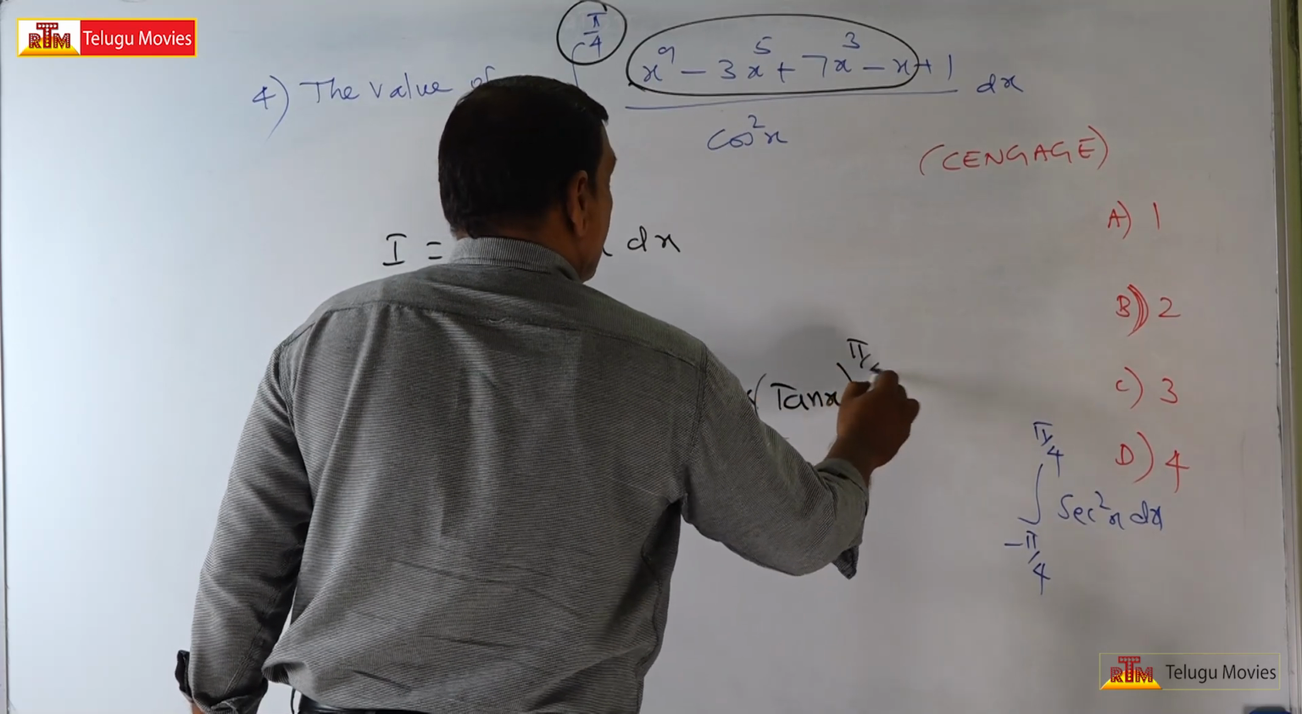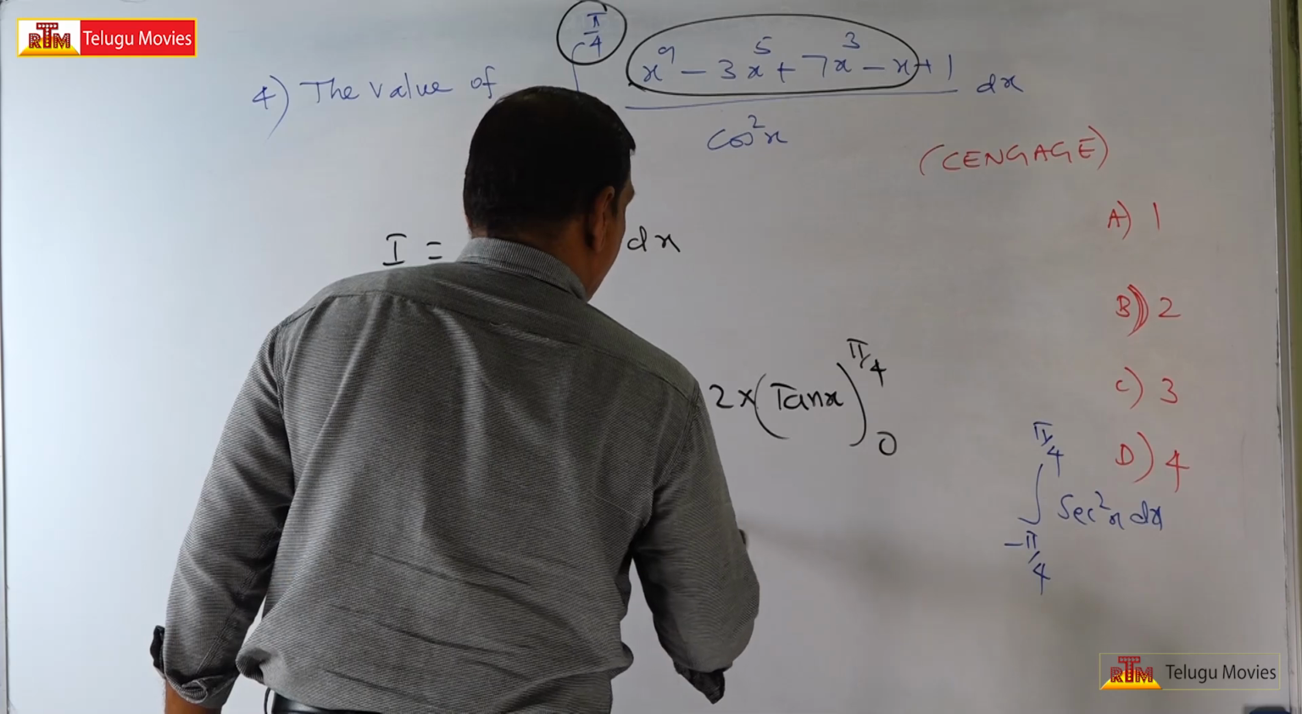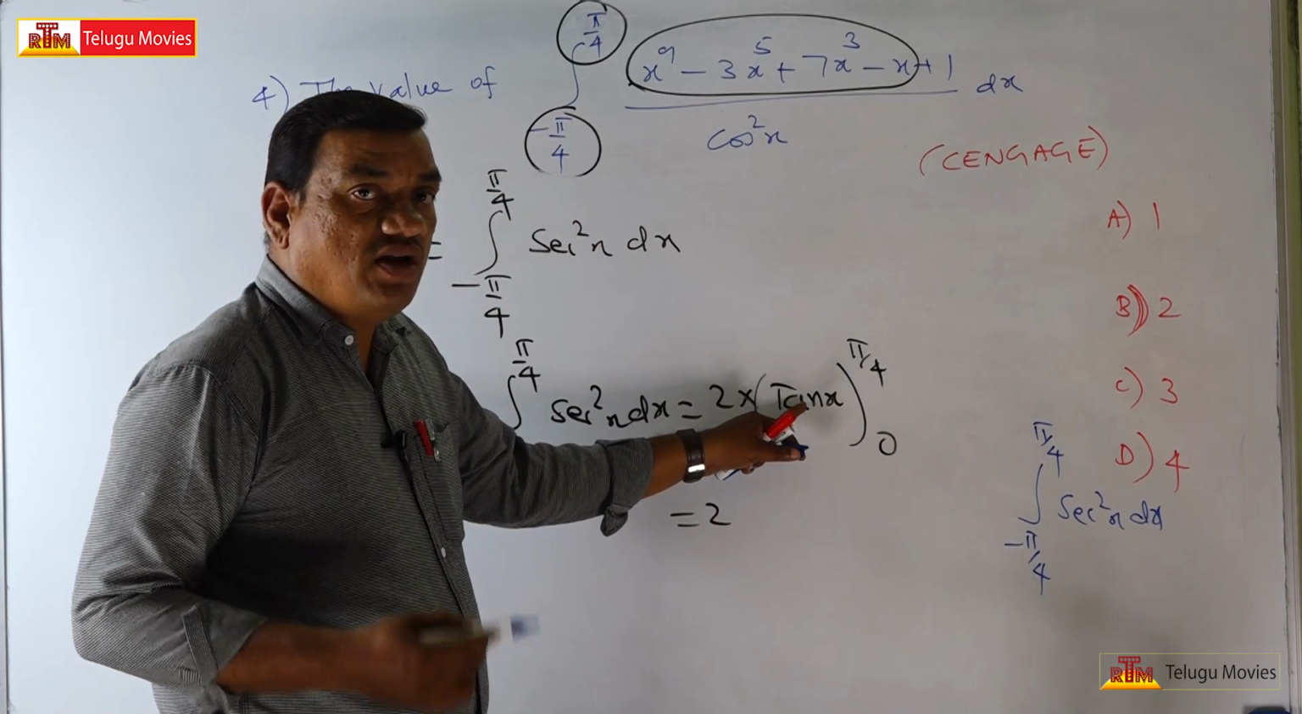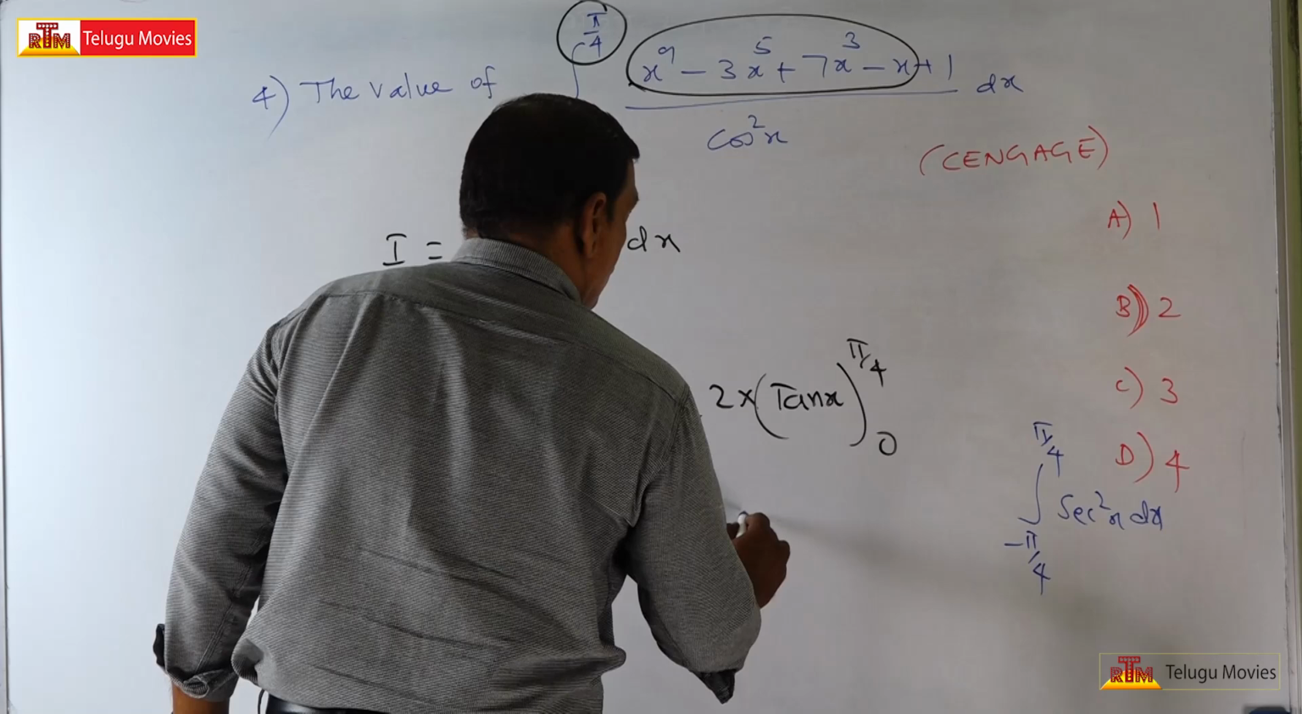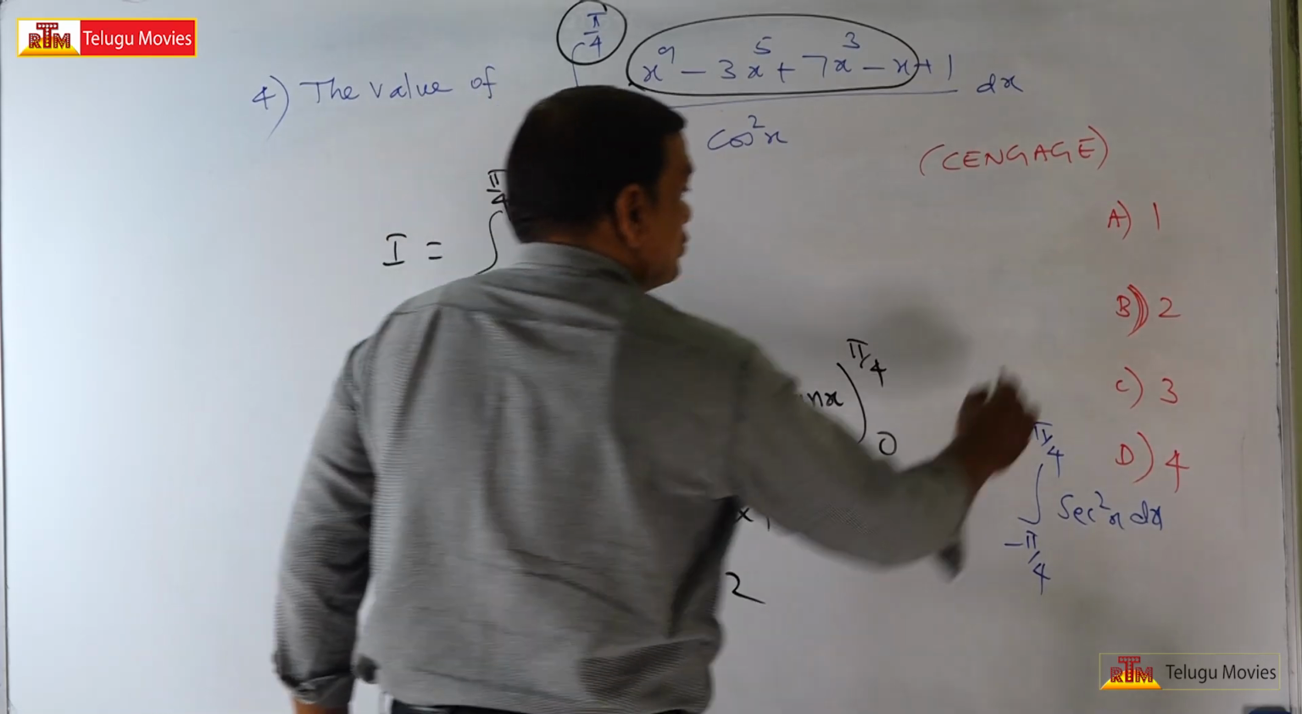upper limit, lower limit. So this is equal to 2 into tan pi by 4, which is 1, minus tan 0, which is 0. So that is equal to 1, that is equal to 2. So your answer is 2.